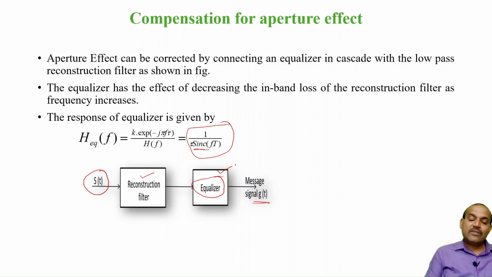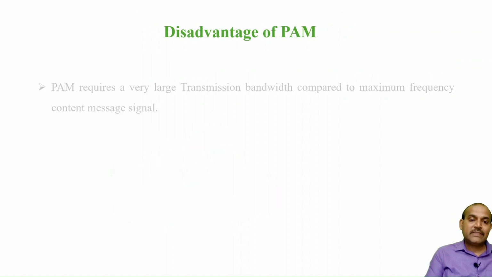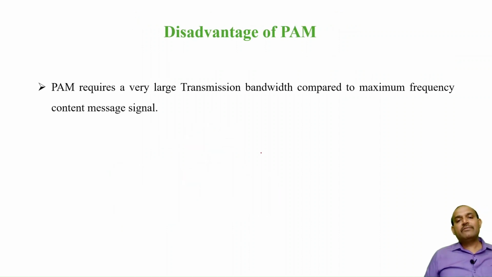Now let us look into the other disadvantages of PAM. PAM requires a very large transmission bandwidth. In the very first slide I told you that pulse amplitude modulation requires more bandwidth. The bandwidth requirement is very large when compared with the message signal bandwidth. The reason is that you get pulses only in a certain time duration, and in the other time the channel is idle, not transmitting, therefore you require more bandwidth.